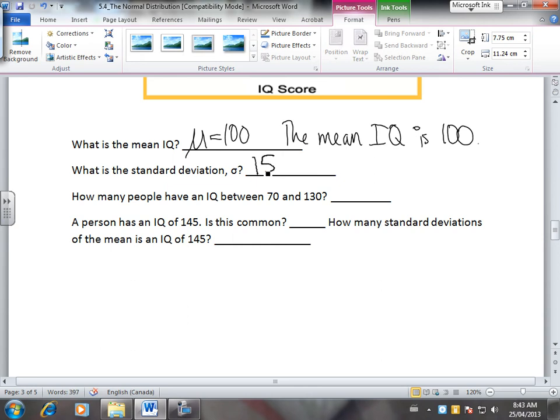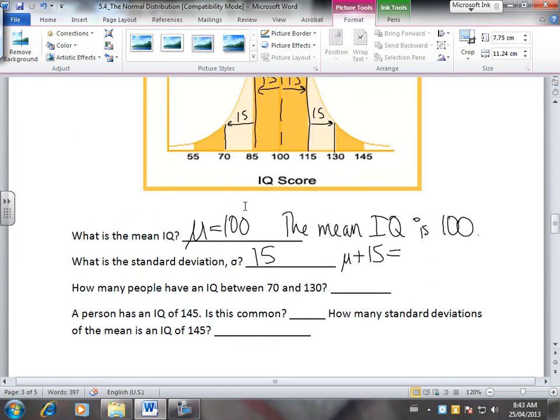Okay, and we can test that. Mu plus one standard deviation should be 115. I know that mu is 100, so I go 100 plus 15, and that's 115. So that's checked, and my standard deviation is correct.